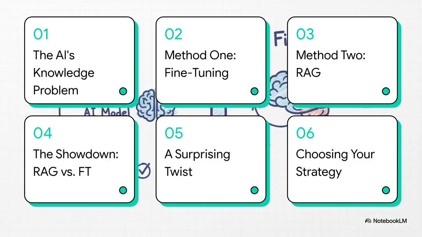Okay, so here's our roadmap. We're going to start by digging into the AI's knowledge problem itself. Then we'll explore fine tuning, then RAG. After that, we'll see them go head to head, uncover a really surprising twist in the data, and then we'll wrap it all up with how you can pick the right strategy for your own needs.